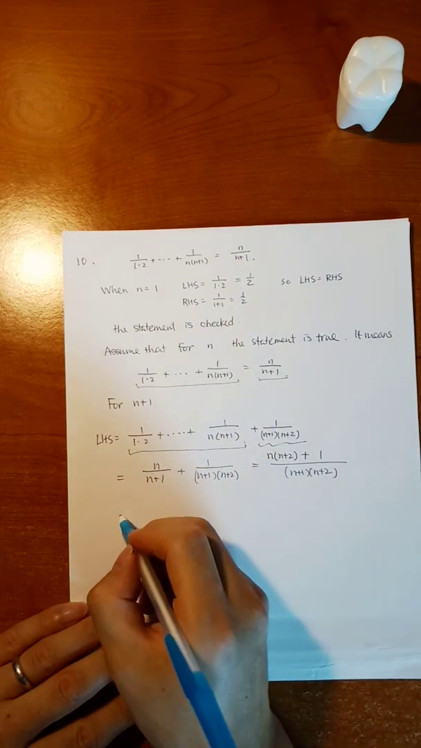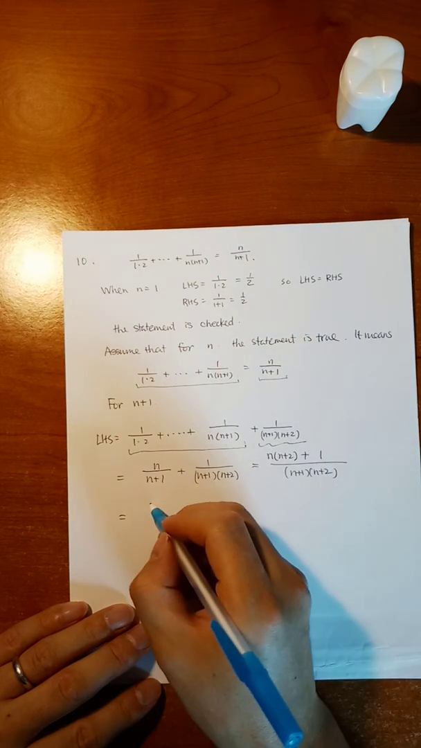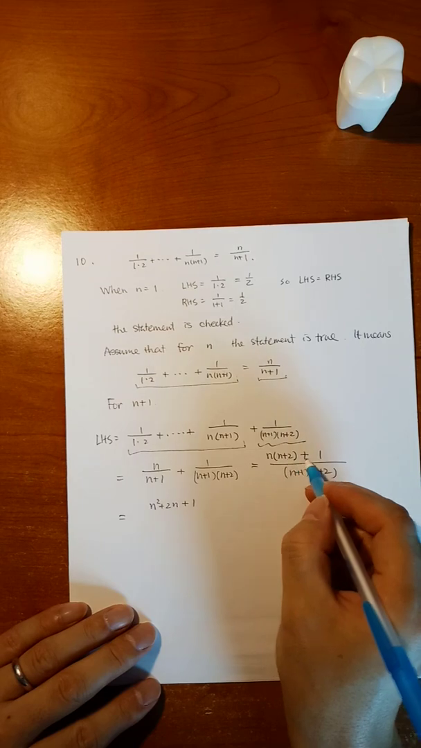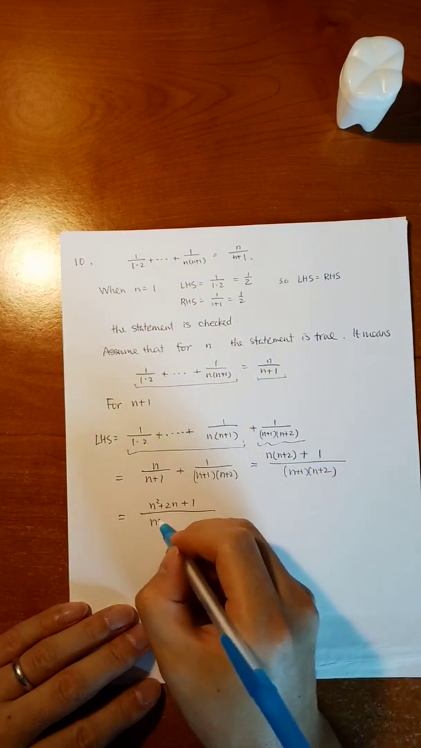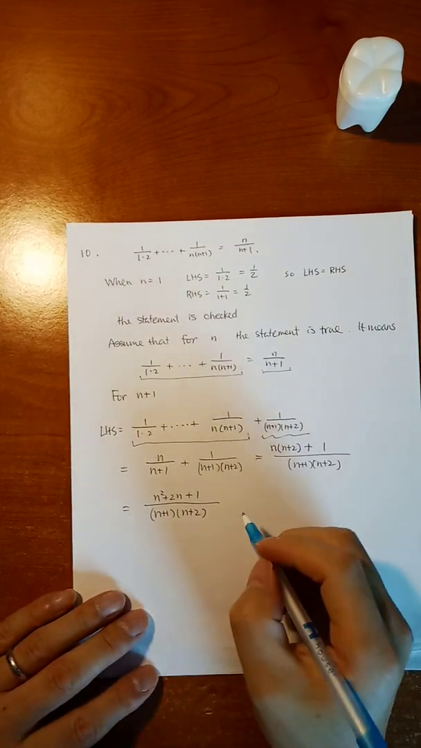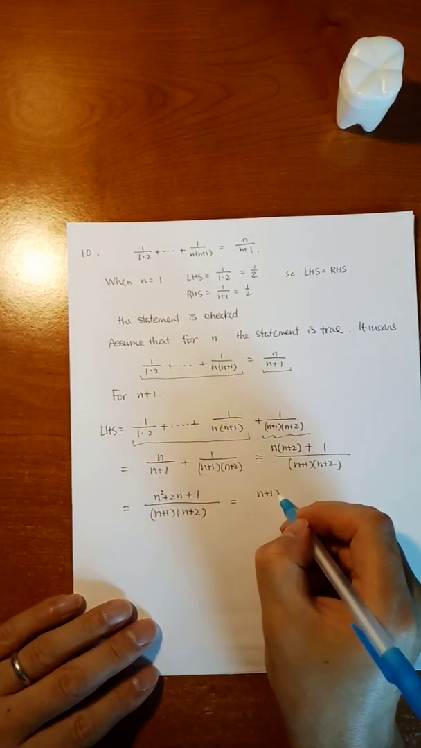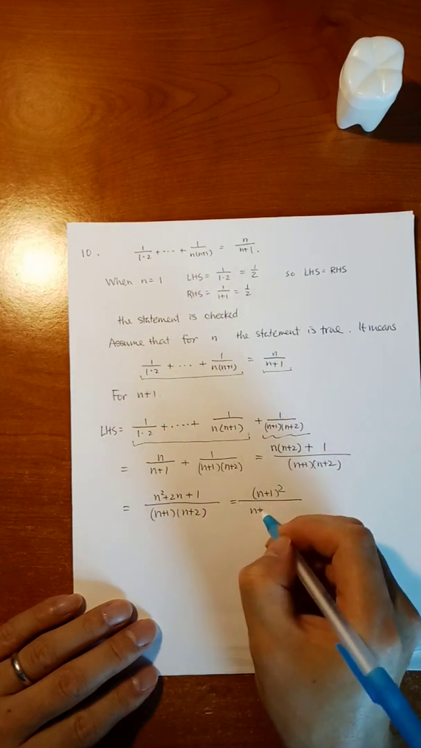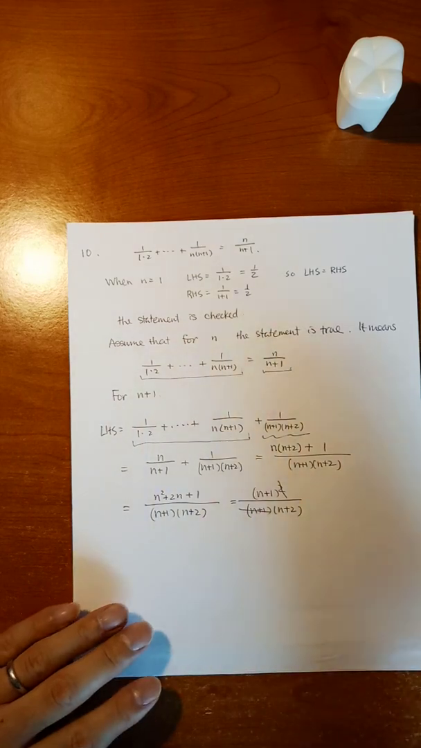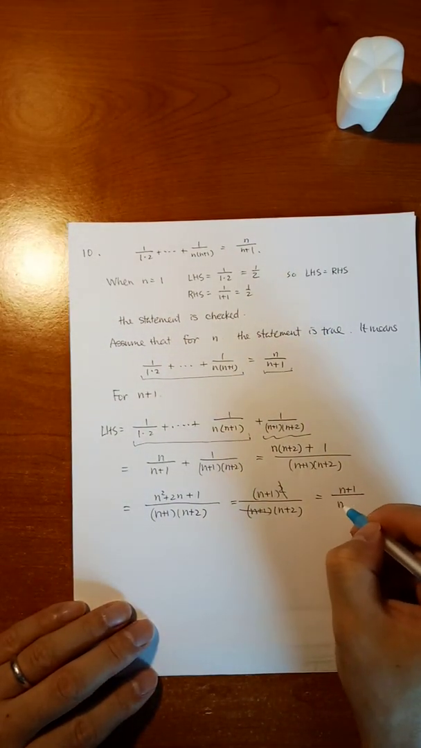Oh, let's continue. We get n squared plus 2n plus 1, right? And n plus 1 times n plus 2. N squared plus 2n plus 1 is a complete square, n plus 1 squared. And you cancel n plus 1 from top and bottom. So it is n plus 1 over n plus 2.